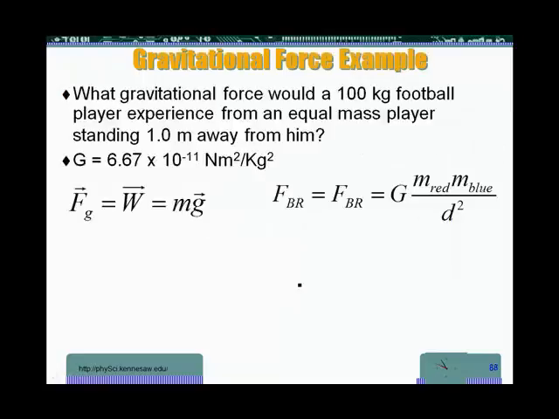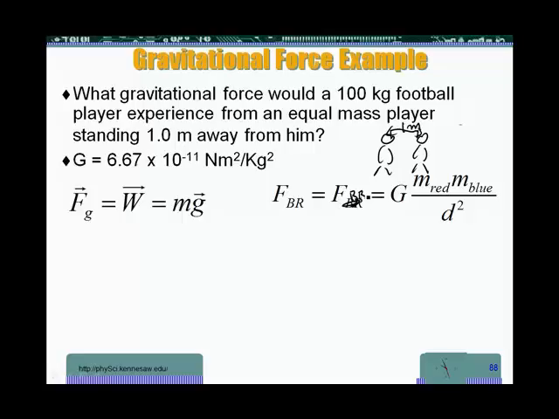Okay? Now, we'll try to probe this a little more. The question now is asking us, what would the football player experience from an equal mass player standing 1 meter away from him? Okay? So what we have here are two football players a meter away from each other, and each one of them having a mass of 100 kilograms. What force would they exert on each other?